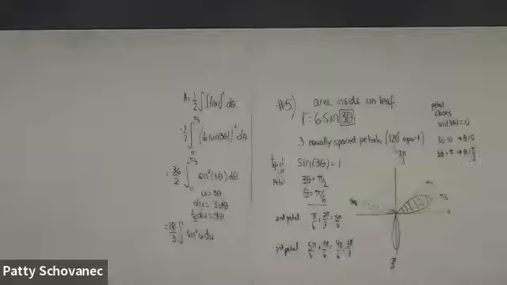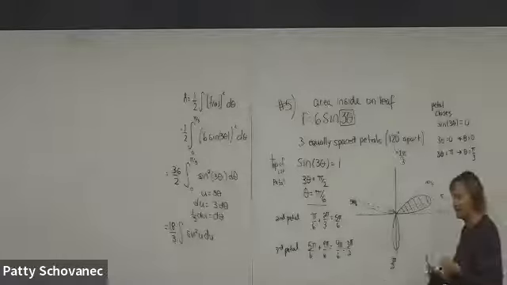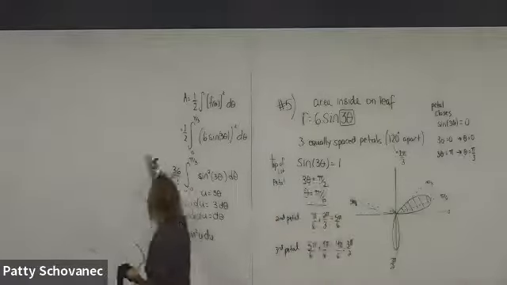Okay, now the integral of sine squared of u looks like, remember the formula? Give it to me in terms of u. U over 2 minus sine of 2u over 4.